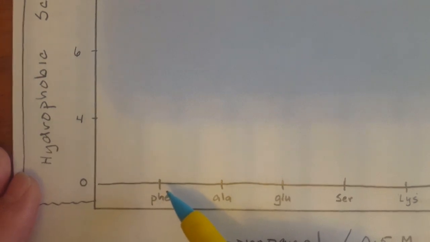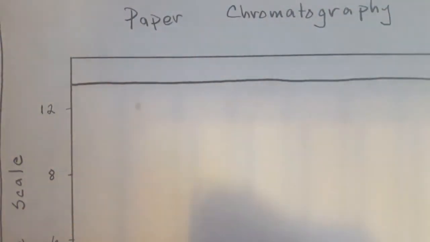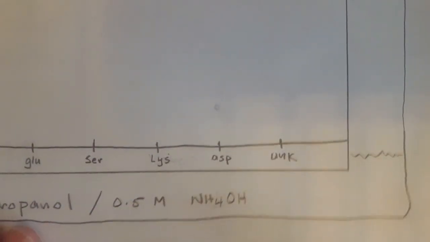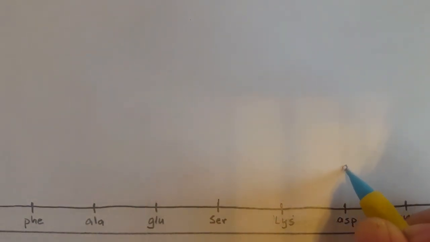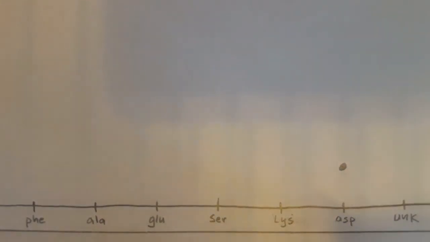So for phenylalanine, it's going to be 12. The total scaling factor is 12. So you go up here and you put a little spot where 12 is. And for aspartate, it's going to be 3. So you look at the scale, and we're going to go up to where 3 would be, and then we're going to put a little spot. Okay, and then you'll do that for the other 5 amino acids.